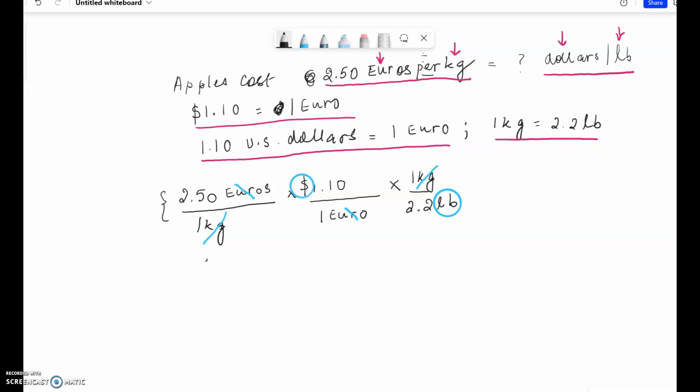So this is 2.50. Let's make sure we have dollars in the numerator, times 1.10 divided by 2.2 pounds. So simplifying, we get 1.25 dollars per pound.